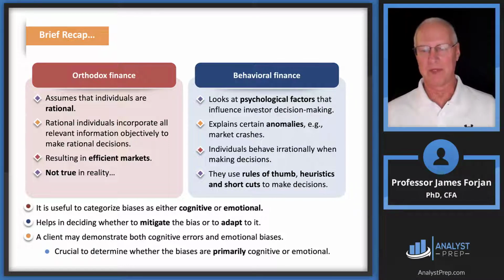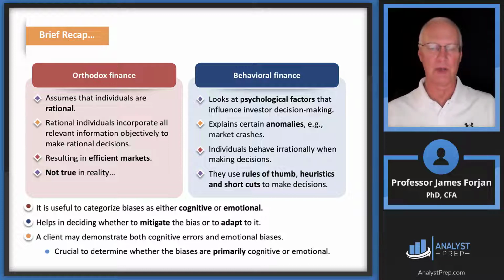Now, that bottom diamond point there kind of summarizes these psychological factors. These irrational investors, they use rules of thumb, they use heuristics and shortcuts to make decisions. And so these biases are cognitive or emotional, and that's pretty much the rest of the slide deck.